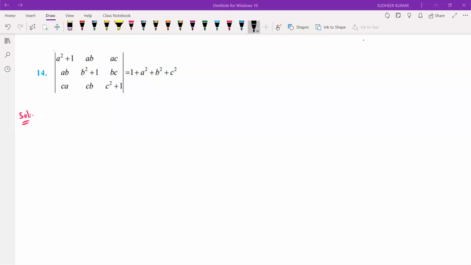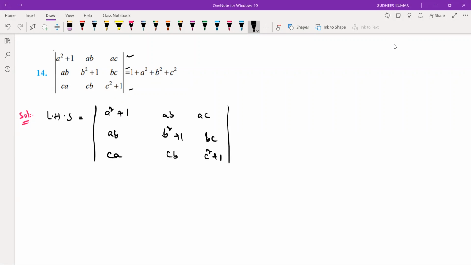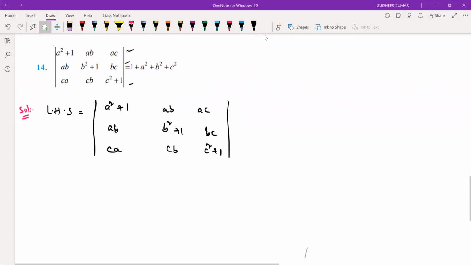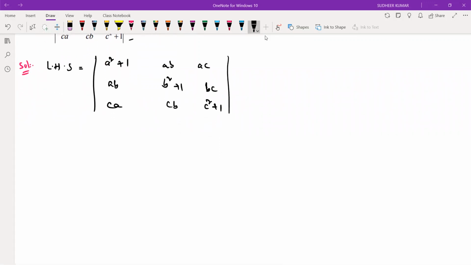So do you find any common values in R1, R2, R3? A, B, C. The determinant is a square plus 1, ab, ac; the next ab, b square plus 1, bc; ca, cb, c square plus 1. So as you said, we can take common a, b, c from R1, R2 and R3.